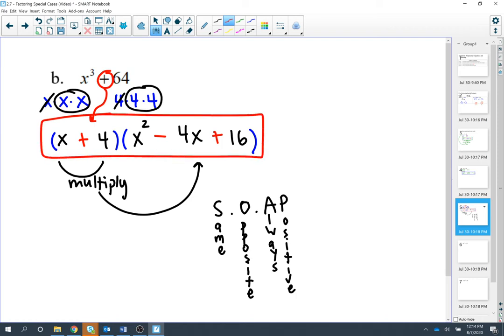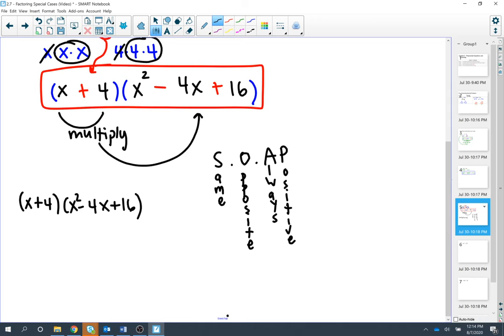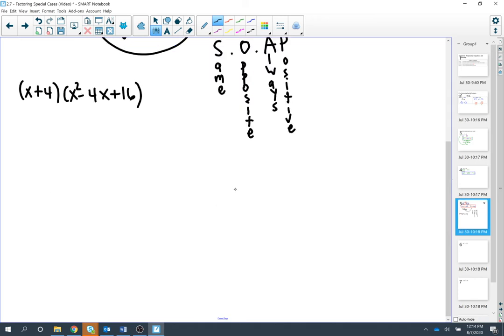Okay? Now, because this is the first one we're doing, we have to check it. We have to know that what we're doing is actually correct. So I'm going to come down here, I'm going to rewrite it. We've got x plus 4, and we've got x squared minus 4x plus 16. If we're going to multiply this out, this is a binomial times a trinomial. So we're just going to distribute, or you can use your table, but I'm just going to distribute. So I'm going to start with my x times my x squared, x cubed. X times negative 4x, negative 4x squared. X times 16 plus 16x.